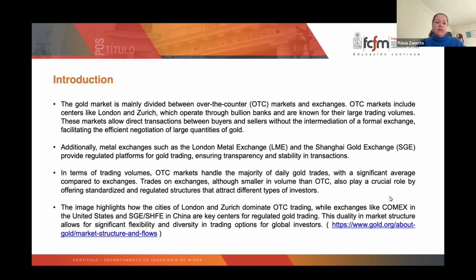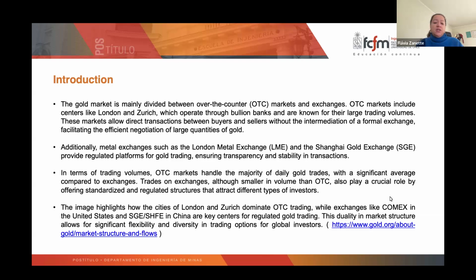And here, just a brief introduction. The gold market is mainly divided between over-the-counter OTC markets and exchanges. OTC markets include centers like London, Zurich. We have a graphic, and then we are going to show it better later. Then, which operates through bullion banks and are known for their large trading volumes. These markets allow direct transactions between buyers and sellers without the intermediation of a formal exchange, facilitating the efficient negotiation of large quantities of gold.